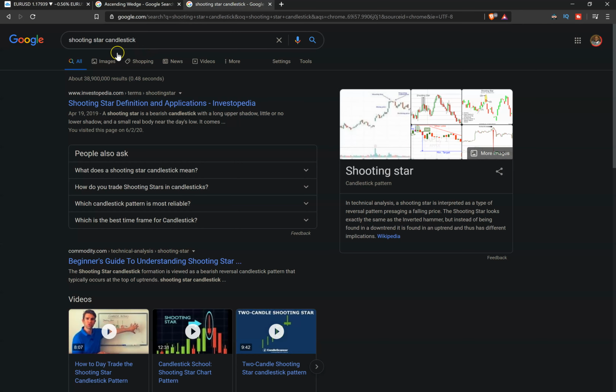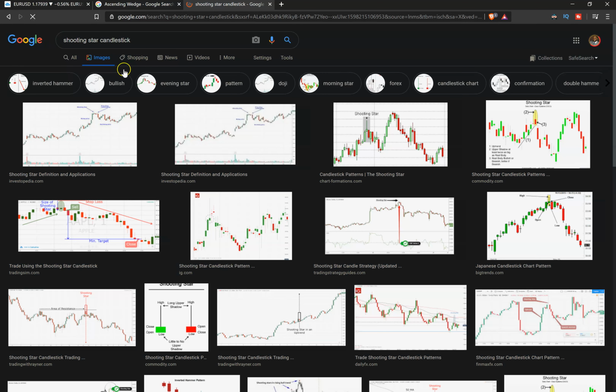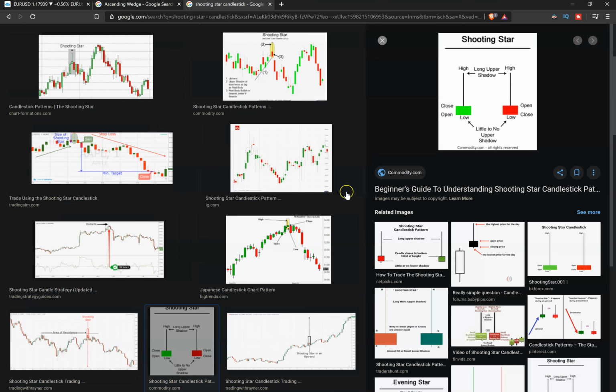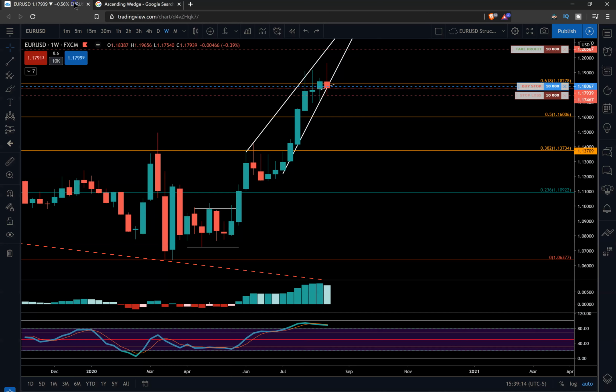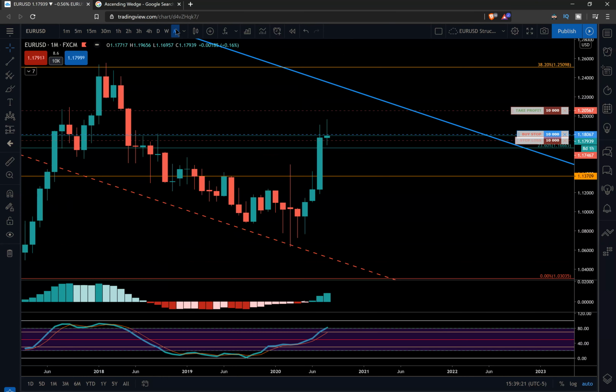I think a shooting star candlestick has to have little to no shadow or wick on the bottom of the candlestick. Let's look at the monthly.